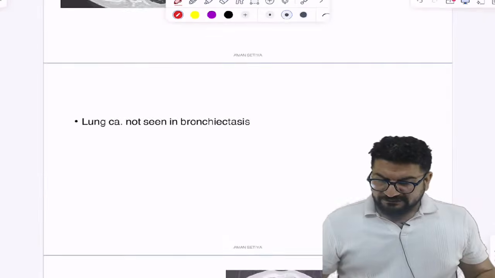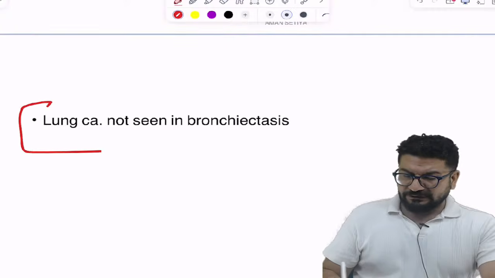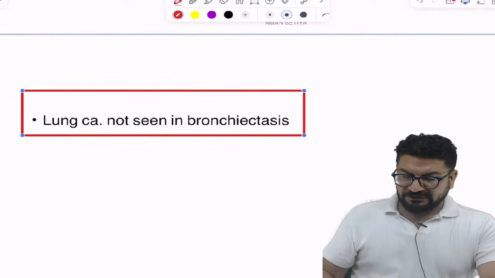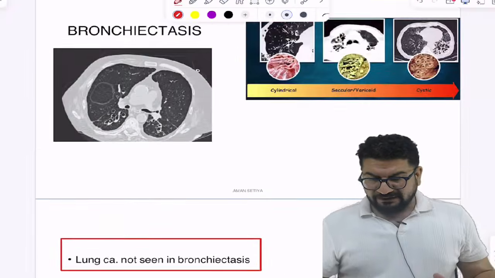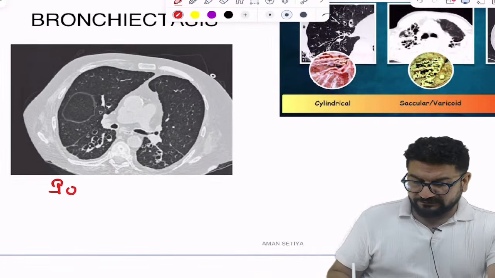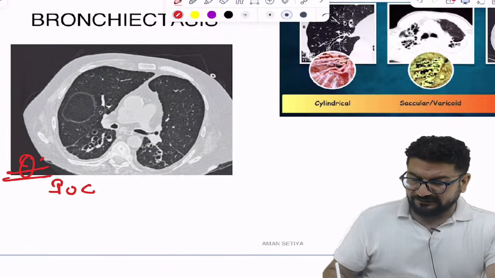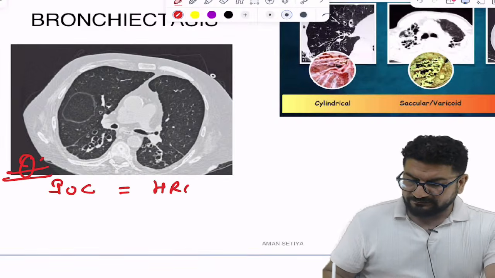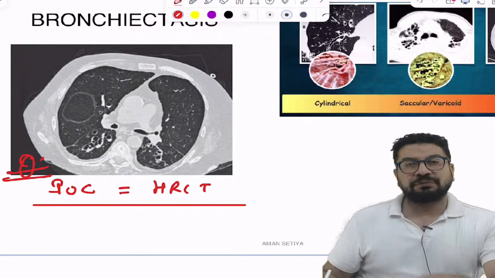Okay, now try to understand. They ask you question, lung cancer is not seen in bronchiectasis. So bronchiectasis का एक case बार-बार exam में आता है, and or they ask you like this investigation of choice. This CT scan also they ask in exam. It is HRCT. So patient will have bronchorrhea.